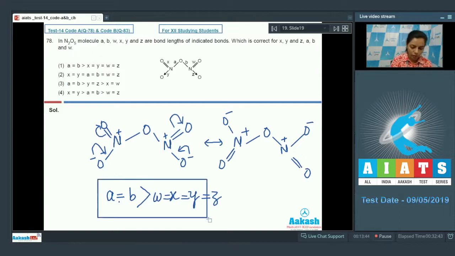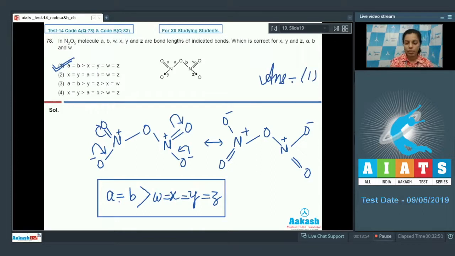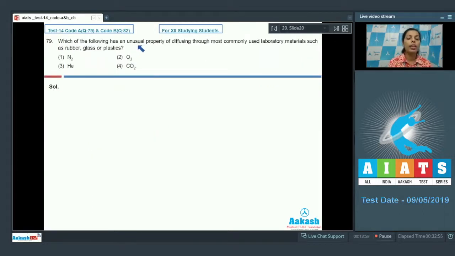And if it is the order, we need to just check the options to identify that order. That's correctly given here in option 1. So just choose option 1 as your correct answer. After this, question number 79. Which of the following has an unusual property of diffusing through most commonly used laboratory materials such as rubber, glass or plastics? That is due to molecular size. If I talk about helium, that is a very small molecule, and it can escape through materials like rubber, glass or plastics. That's why I'll choose option 3 as my correct answer.